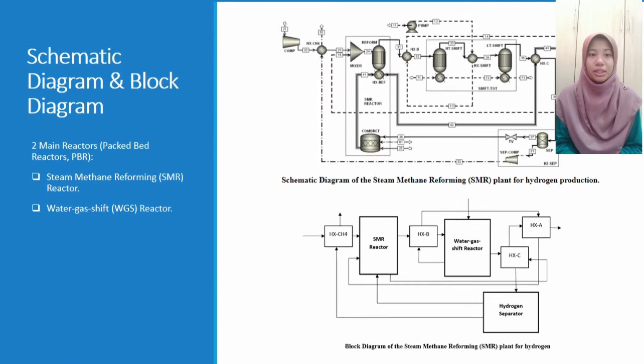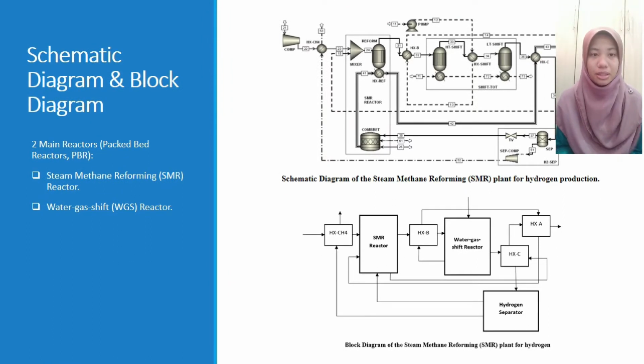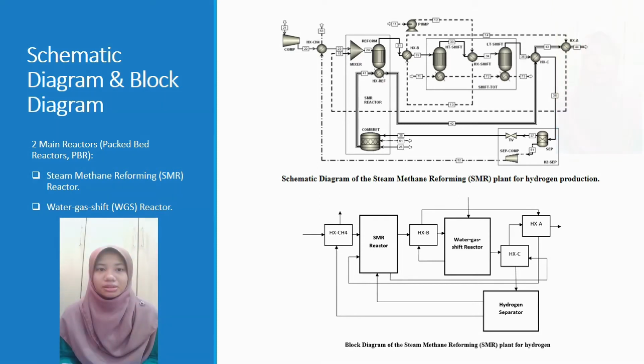Here is the schematic diagram of the SMR plant, the steam methane reforming plant, and below is the simplified block diagram of the SMR plant. As you can see in the block diagram, the SMR plant is simplified into three parts: the SMR reactor, the water gas shift, WGS reactor, and hydrogen separator. Methane is compressed into the SMR reactor, while water is pumped to the WGS reactor. Both of these streams are heated by the heat exchanger before entering the system.